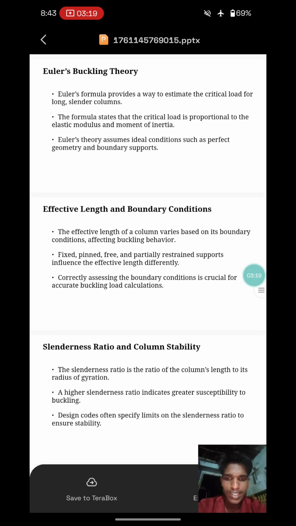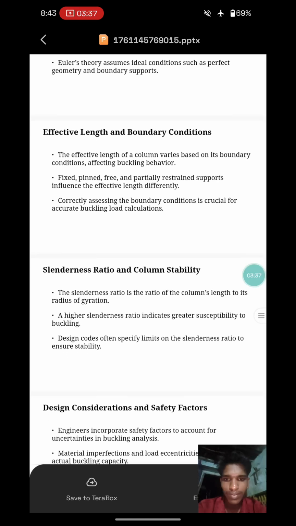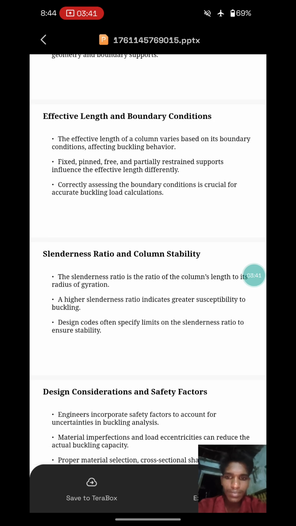Next, the slenderness ratio and column stability. The slenderness ratio is the ratio of column length to its radius of gyration. A higher slenderness ratio indicates a greater susceptibility to buckling. Design codes often specify limits on slenderness ratio to ensure stability.